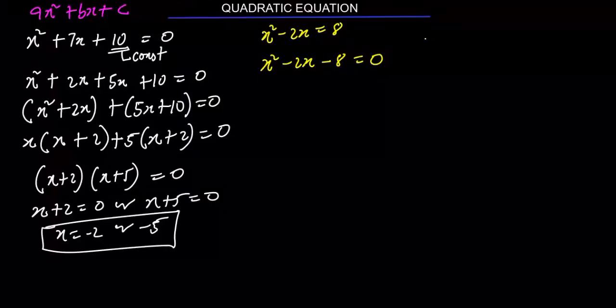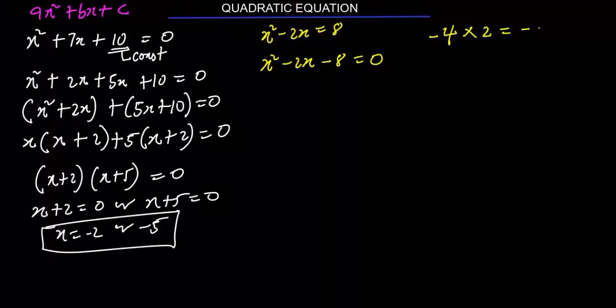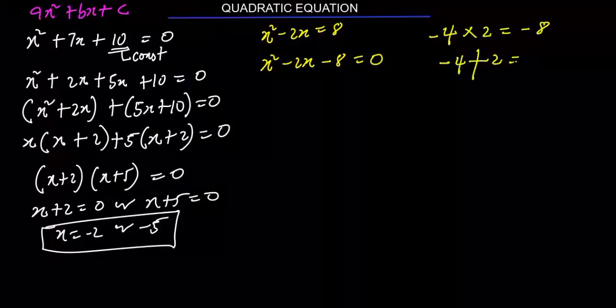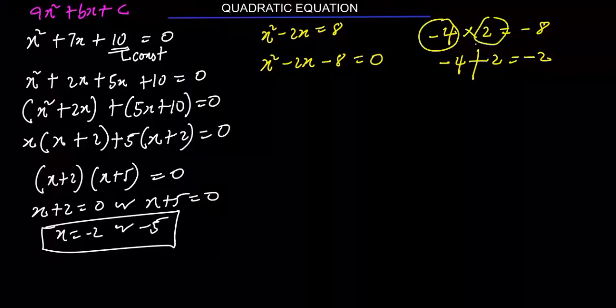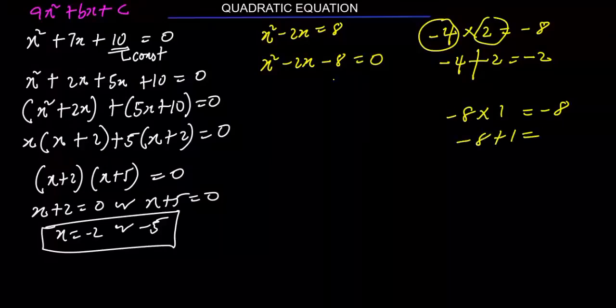Since I know my multiplication table, I know that minus 4 times 2 is equal to minus 8. Then minus 4 plus 2 will give me minus 2, which is what I'm having here. You can see minus 4 and 2 are those two numbers, whereas when I multiply them, I'll have minus 8. If I add them, I'll have minus 2. Also, if I say minus 8 times 1, that is minus 8, but if I say minus 8 plus 1, it won't give me minus 2. This will give me minus 7. So that's why I'm choosing minus 4 and 2.